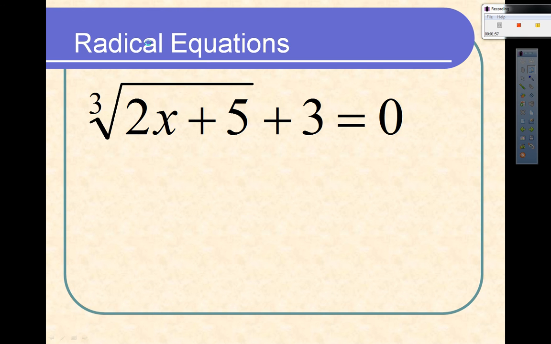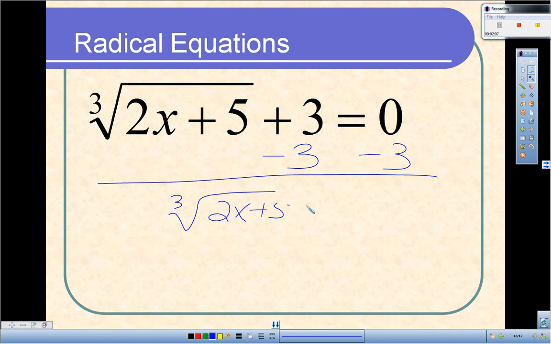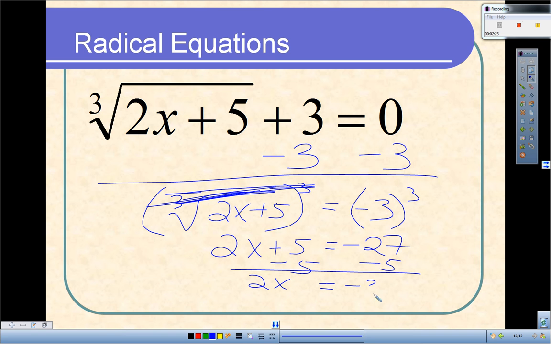Alright, for the first time we have a radical that is not a square root, but we still need to isolate the radical, so I'm going to subtract 3, and that'll give me the cube root of 2x plus 5 is equal to negative 3. To get rid of a cube root, I'm going to raise it to the third power. The root and its power will cross out and leave me 2x plus 5. Negative 3 to the third is negative 27. I subtract 5. That gives me 2x is equal to negative 32. Divide by 2. That gives me my answer of negative 16.